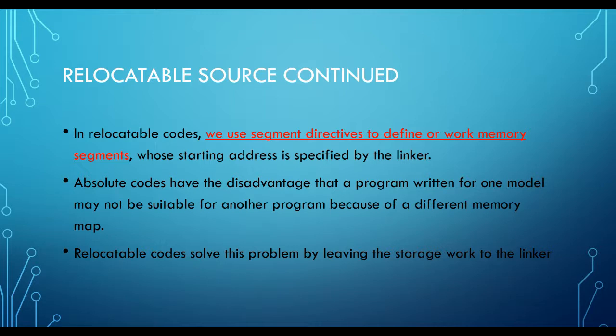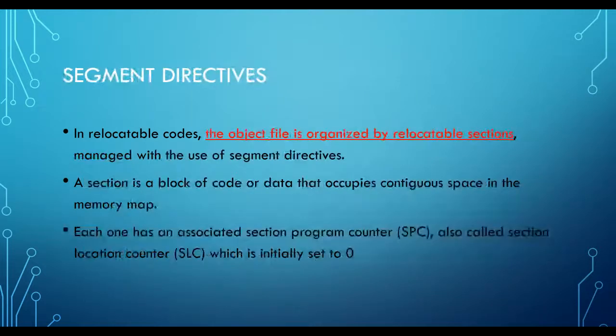We know that some memories, the accessible memories, are not linear. You come to certain memories that are reserved for certain reasons, that you should not touch. Relocatable code helps solve this problem by leaving the storage work to the linker, so it automatically defines. Why is the system so smart?